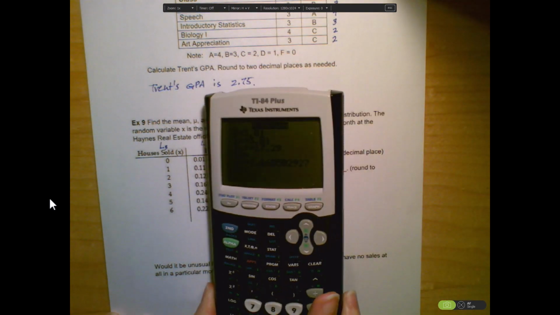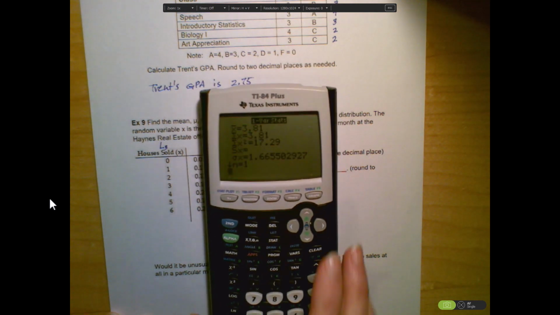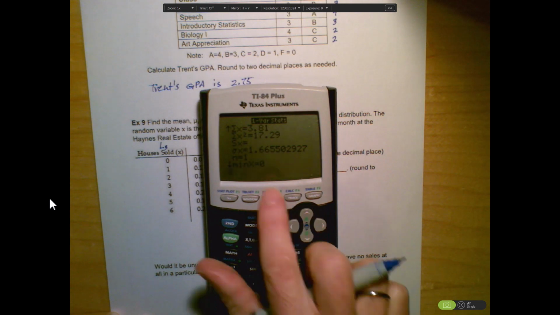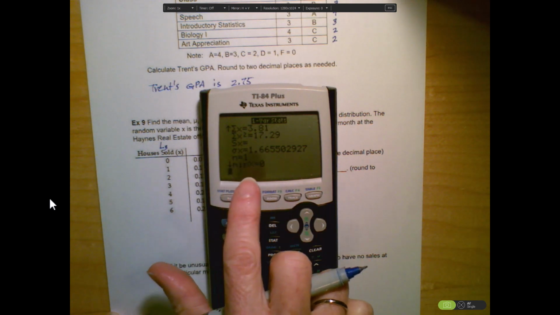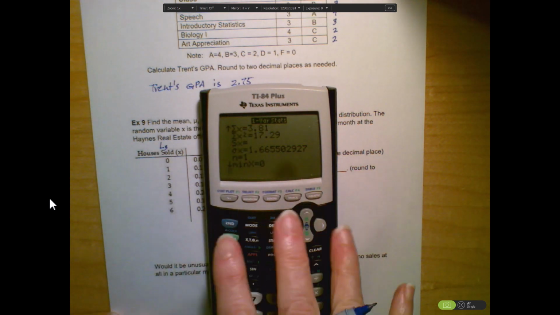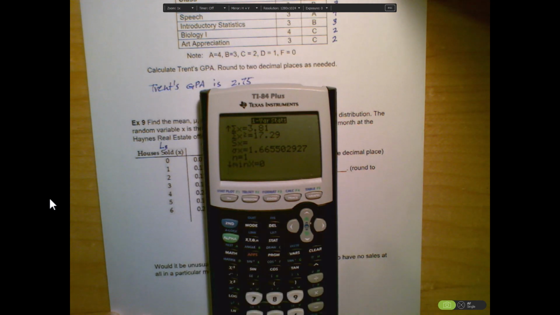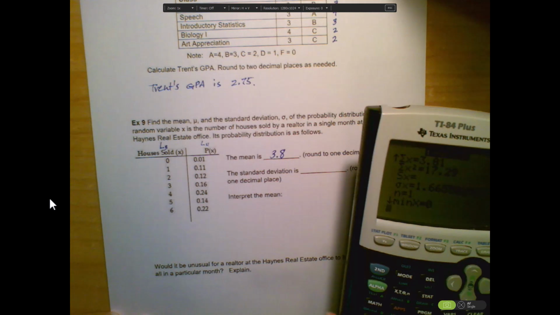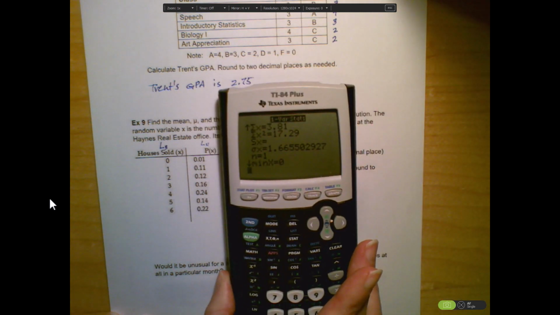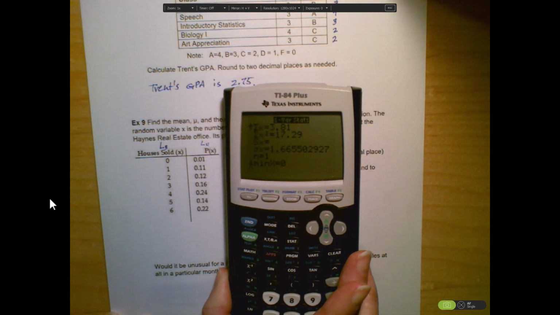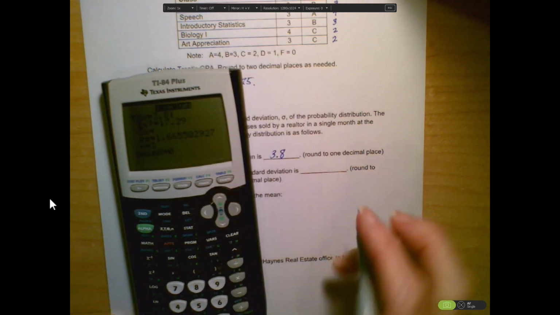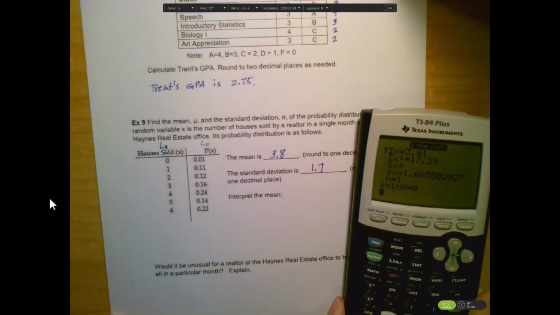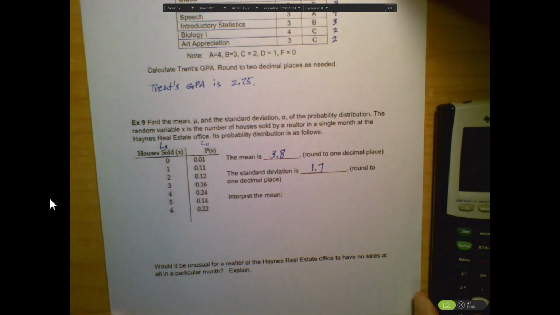And the standard deviation, sigma, remember this is considered for like a population. They don't even give us the sample standard deviation here. 1.6655, we're supposed to round to 1 decimal place, so sigma sub x is 1.7.